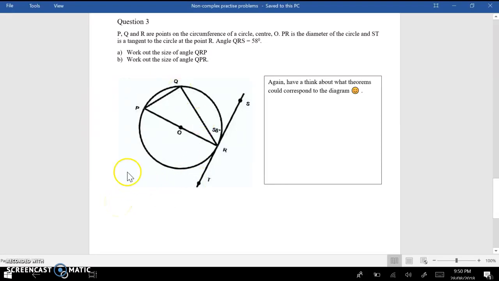So here's a circle theorem question. P, Q, and R are points on the circumference of a circle. Here's the circumference with a center of O. PR is the diameter of the circle. ST is a tangent to the circle. Remember, a tangent touches the circle at one point, at the point R. Angle QRS, so we go QRS, is 58 degrees.